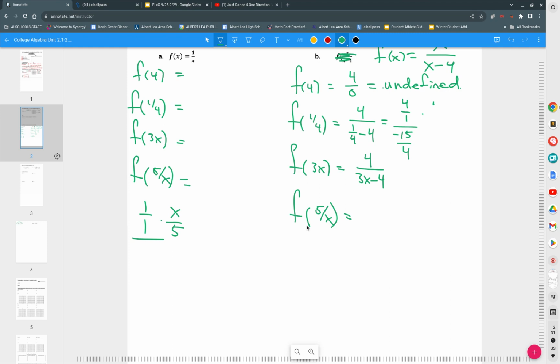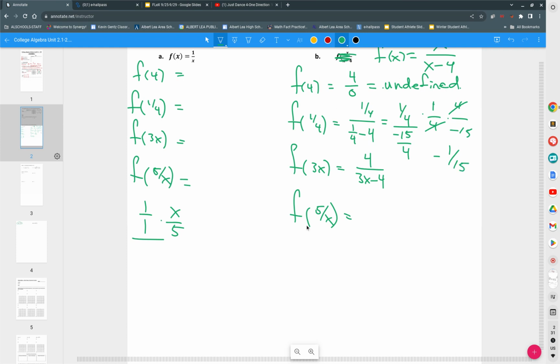Whoop, sorry about that. I was like, this is not working out the way that it should. Okay, thank you. 1/4 should be on top. So I get 1 over 4, and I'm going to multiply that by 4 over negative 15. Notice how the 4's cancel. I get negative 1/15.